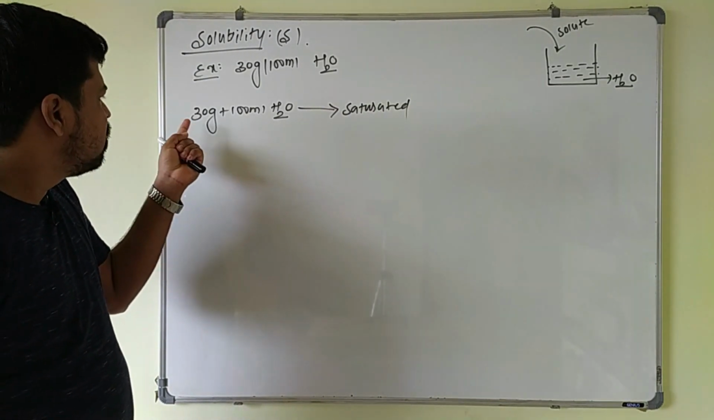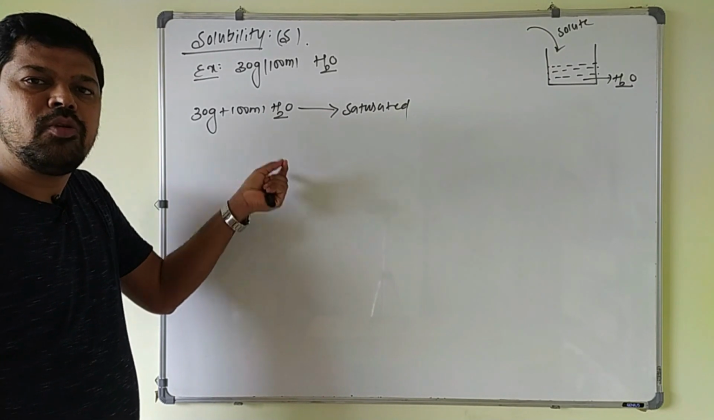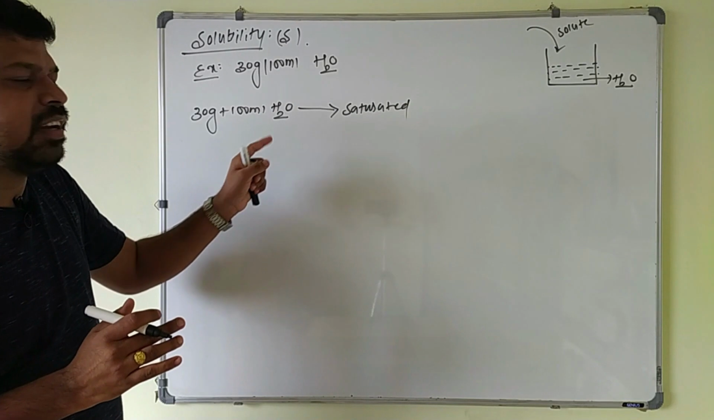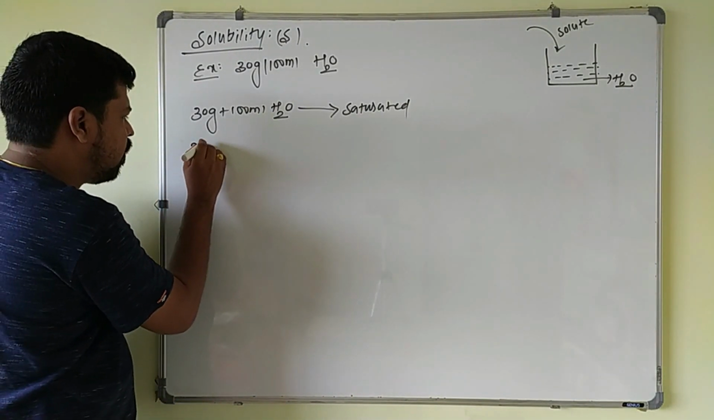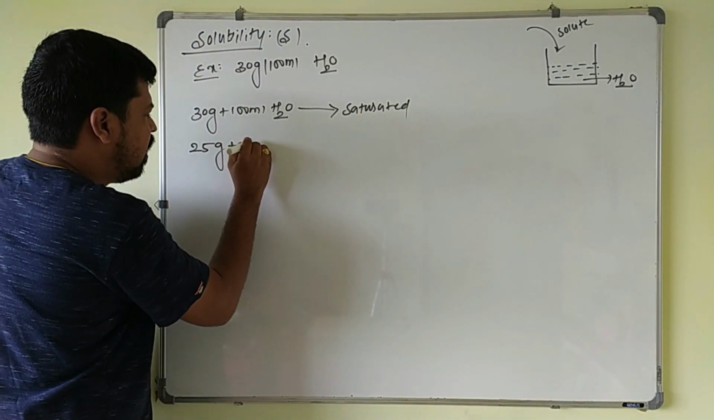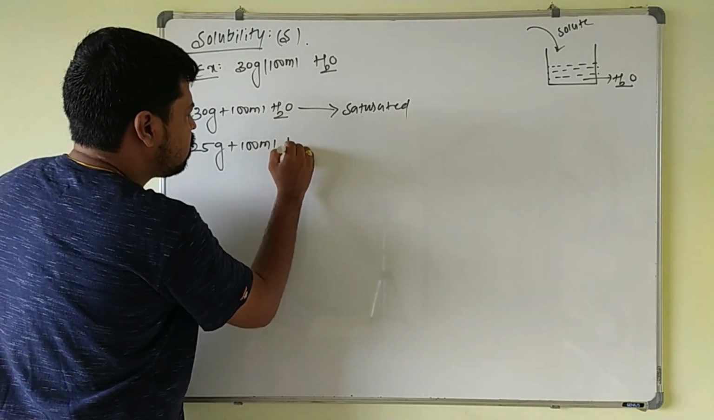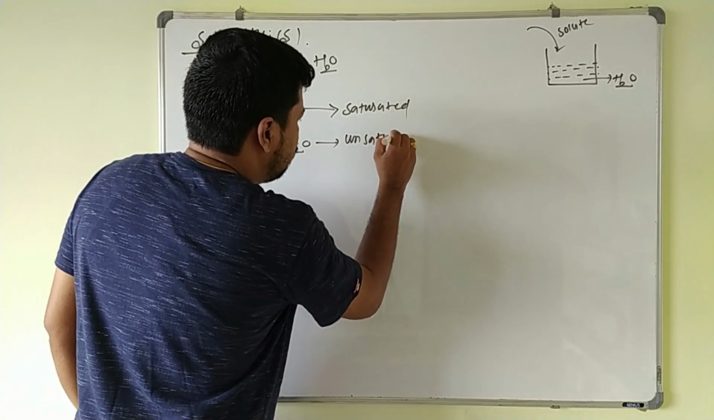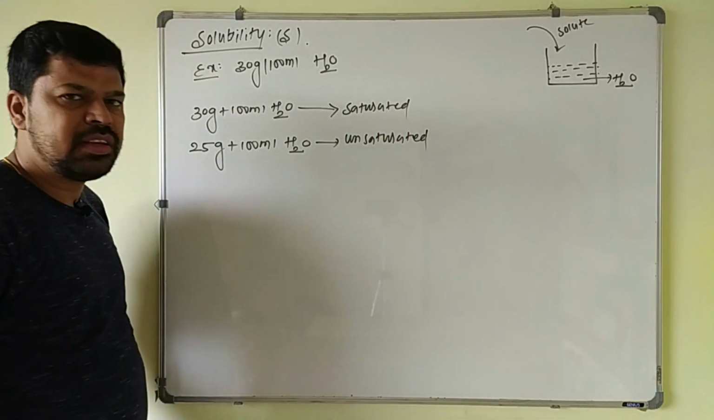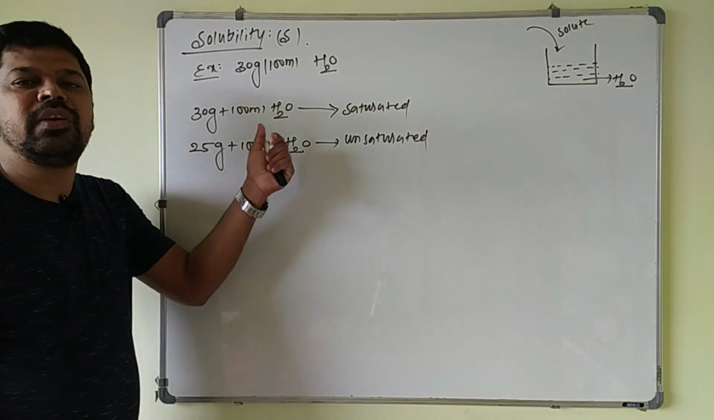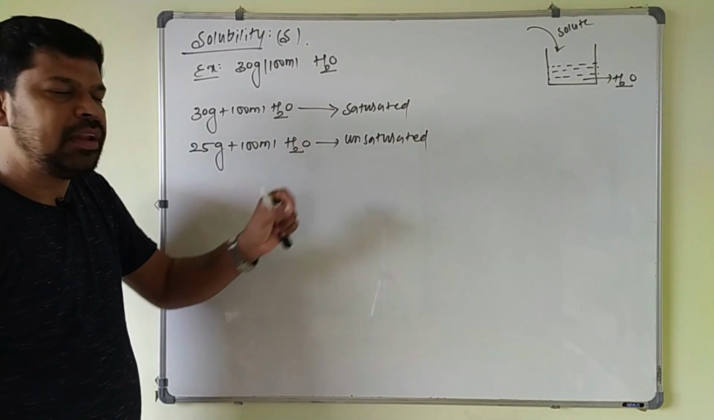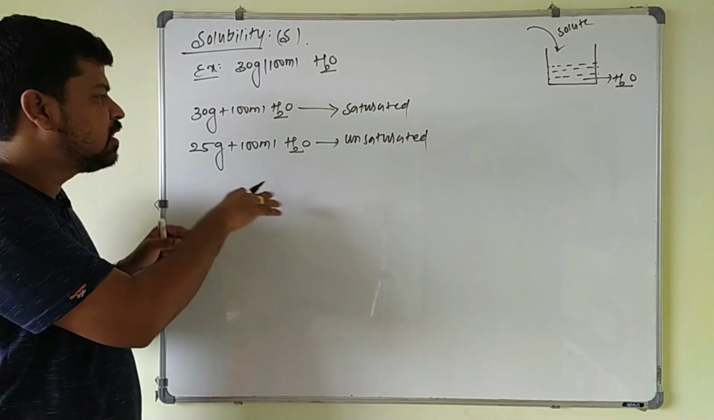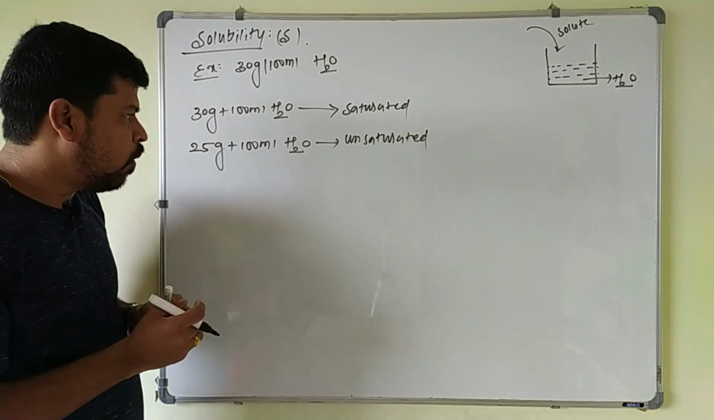If you add more than 30 gram, that extra amount of solute is present in the form of solid only, and is not soluble in the water here. Suppose 25 gram of solute is present in 100 ml of water, then that solution is called an unsaturated solution. Unsaturated solution means one in which still more solute can be dissolved at the same temperature. Its solubility is 30 gram and only 25 gram is present, so still 5 gram can be dissolved in the water.